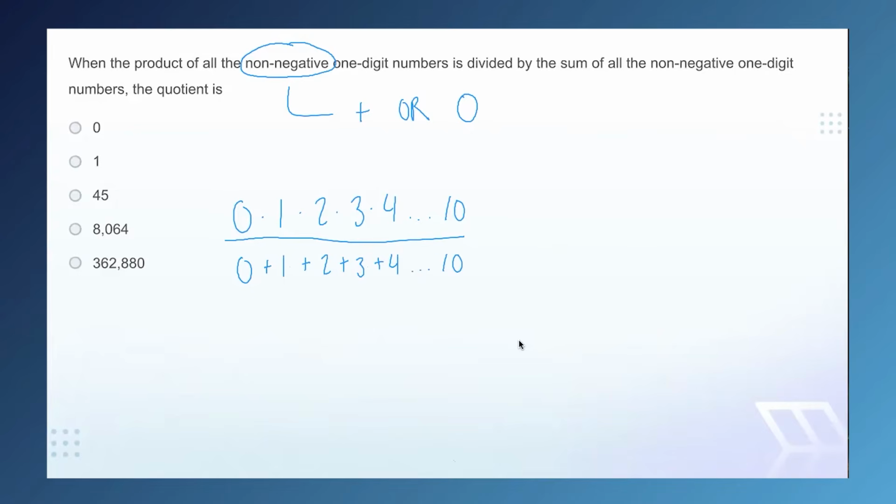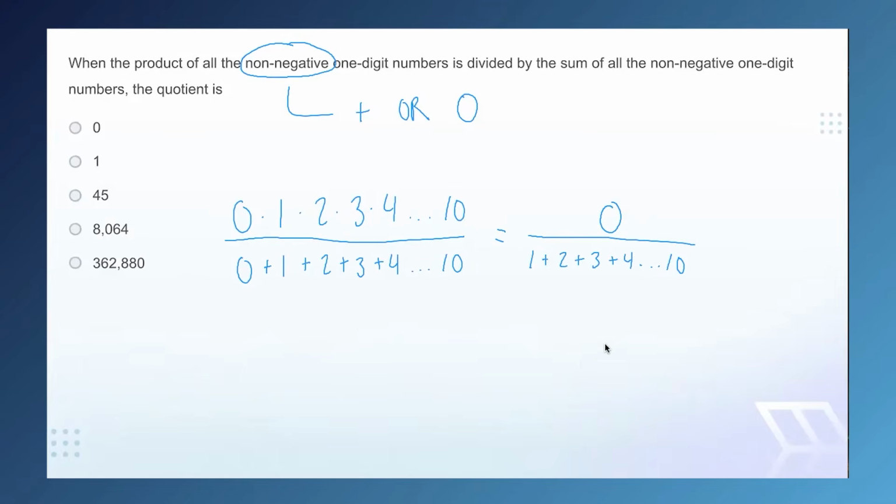Now, rather than actually calculating, I'm just going to think about what the 0 does to this expression. In the denominator, we're just adding it, so it literally doesn't do anything. We can get rid of it. So our denominator is going to be 1 plus 2 plus 3 plus 4, all the way up to 10. But in the numerator, we're multiplying, which is very different because we know that multiplying anything by 0 gives a product of 0. So it doesn't matter what we get when we multiply 1 times 2 times 3 times 4 all the way up to 10. Because when we multiply it by 0, the whole numerator becomes 0.